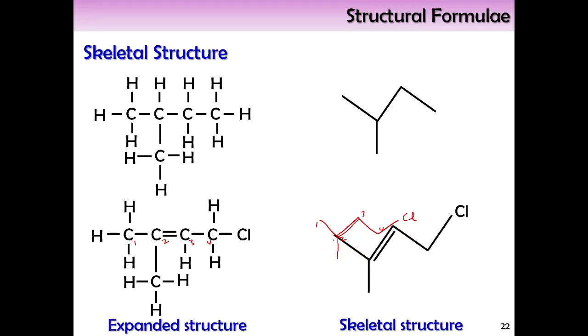Okay, correct. So let's see. Let's compare. Okay, so similar to what I draw. So that is skeletal structure. Okay, so every end and every intersection is the carbon atom, unless you put something here. For example, this one at the end here you put Cl, so it is not carbon. It is Cl.